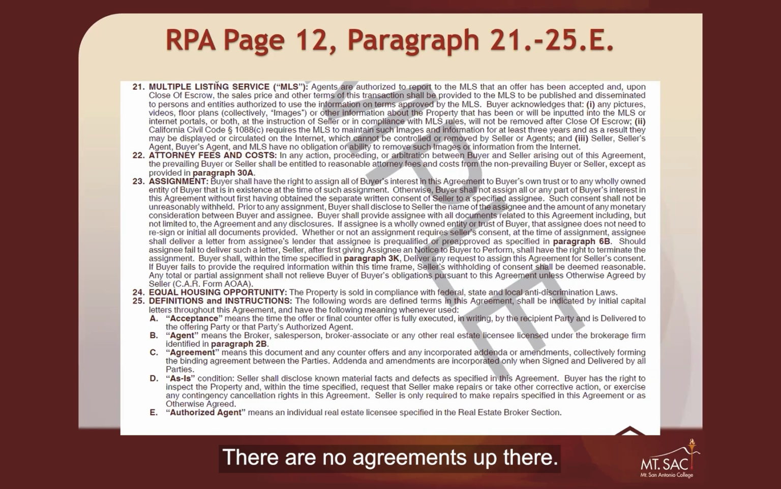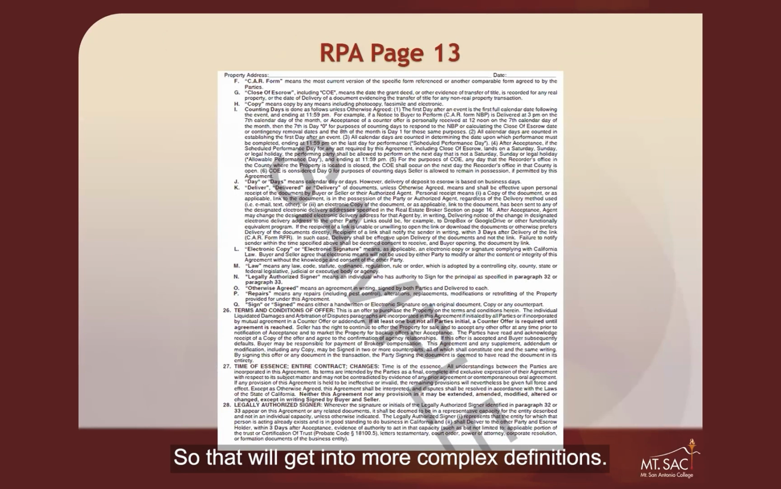There are no agreements else out there. I think we all know what as is. We are transferring the property, or seller is transferring the property in its current condition, but seller still needs to disclose all material facts. And authorized agent is the representative of either the seller or the buyer. So now we get into some more complex definitions.